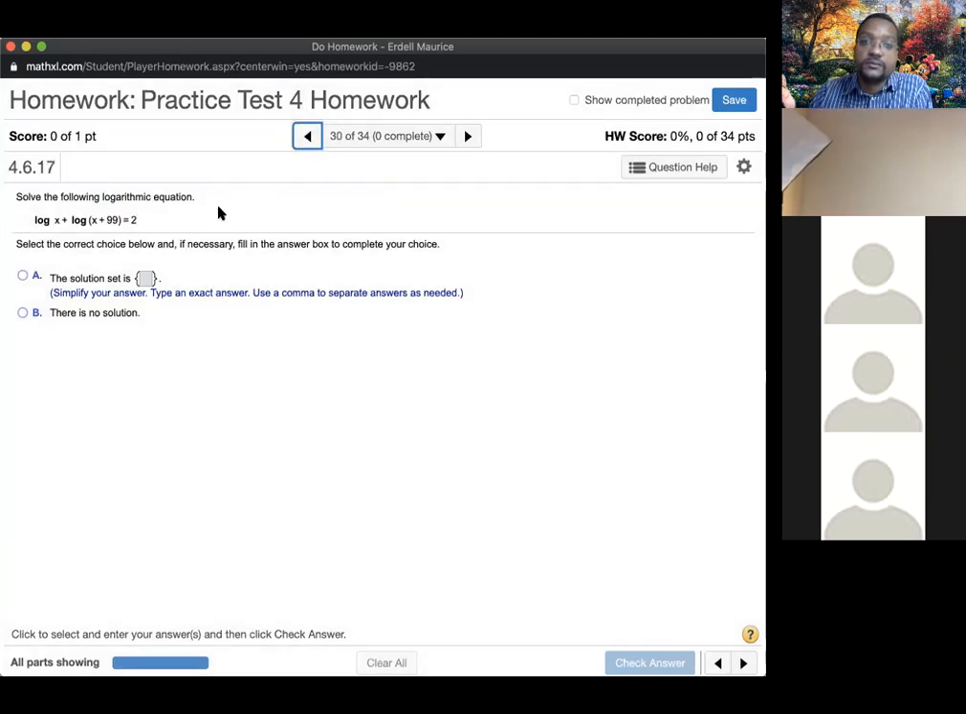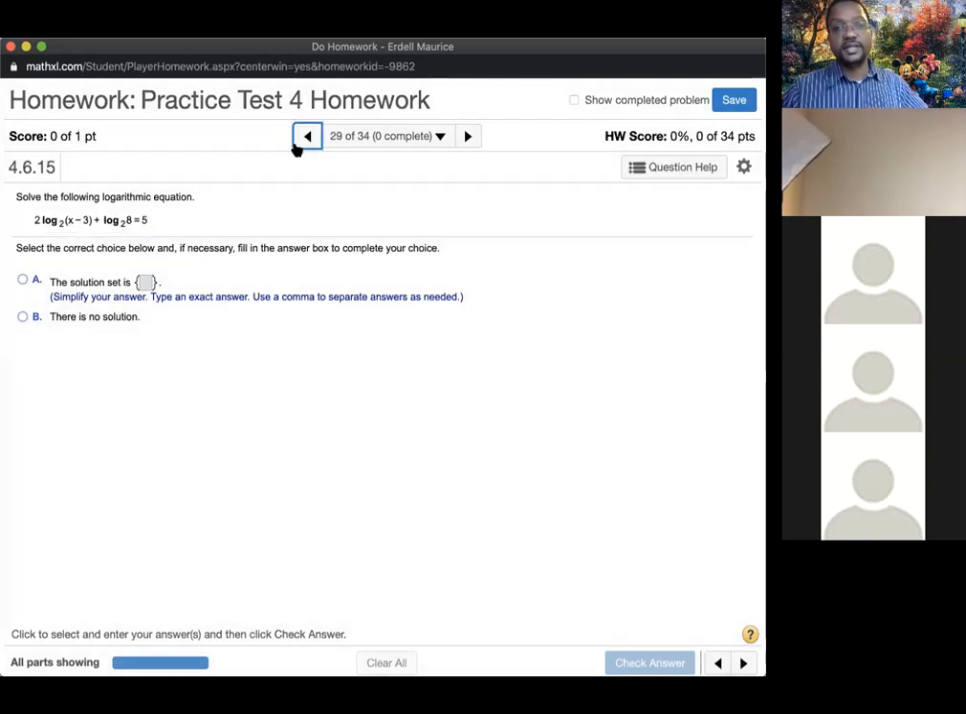So if we can do this practice test homework, we should be on the right track for the exam. On the very right track for the exam. Okay, we just did one of these a while ago. The base is 10 again. That's 100. So that's fine. All right, here we go.